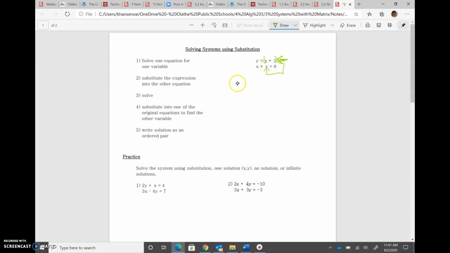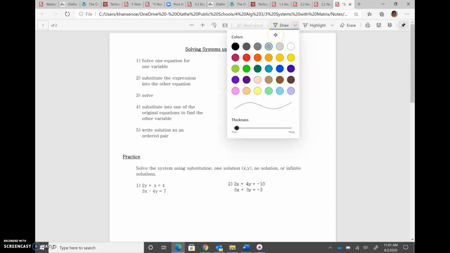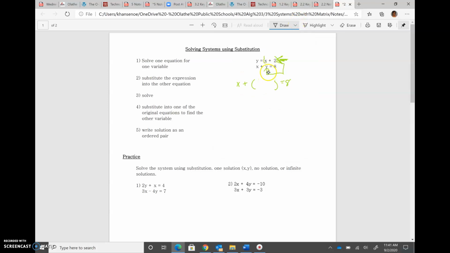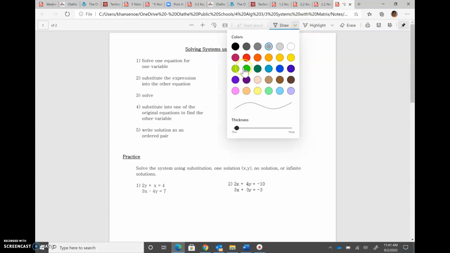So I have x plus, and I'm going to just put parentheses there for now where the y is, equals 8. And then I'm going to plug in what y equals. So that's x plus 2. When you are here, you should only have one variable. You will never have an x and a y. You should only have either x's or just y's. So now what you can do to solve is you can just drop those parentheses and then just solve.